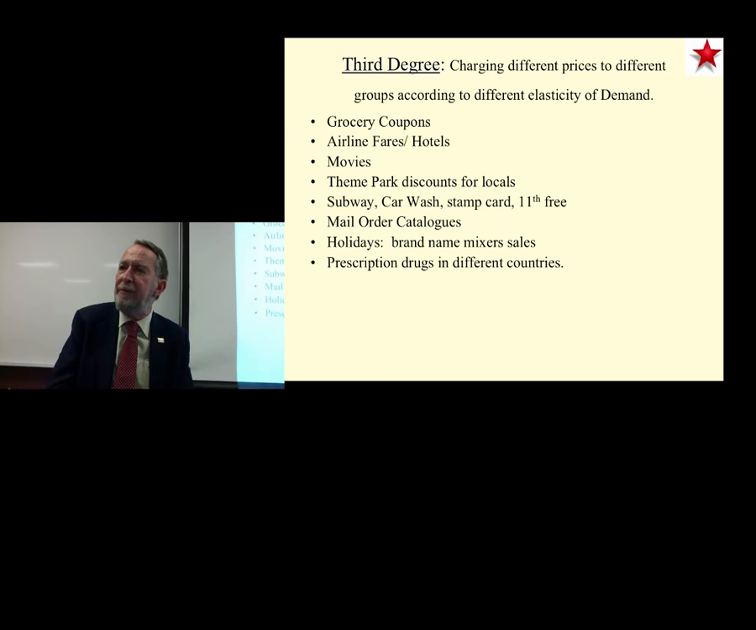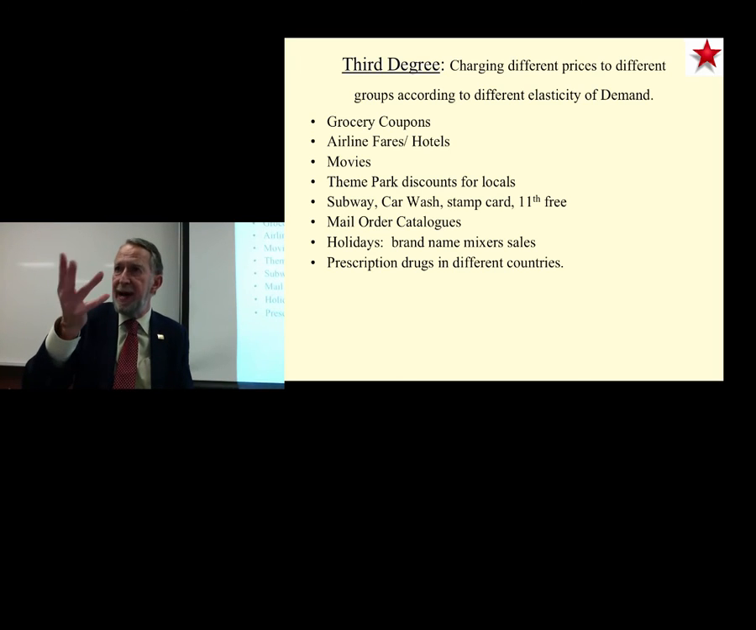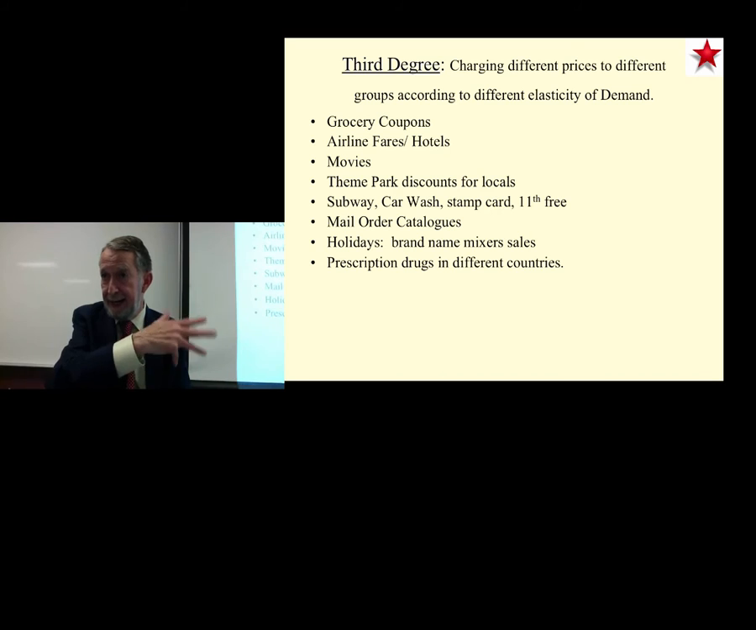Prescription drugs sell for different prices in different countries. Highest price is the United States. Second highest is Canada. Then Mexico is substantially cheaper. And then Africa is much, much cheaper. Why do they do that? Standard of living. Income. Right. In the United States, the incomes are the highest, and so the amount spent on prescriptions would be a smaller percentage of their income than in Canada, certainly than in Mexico, and definitely in Africa.